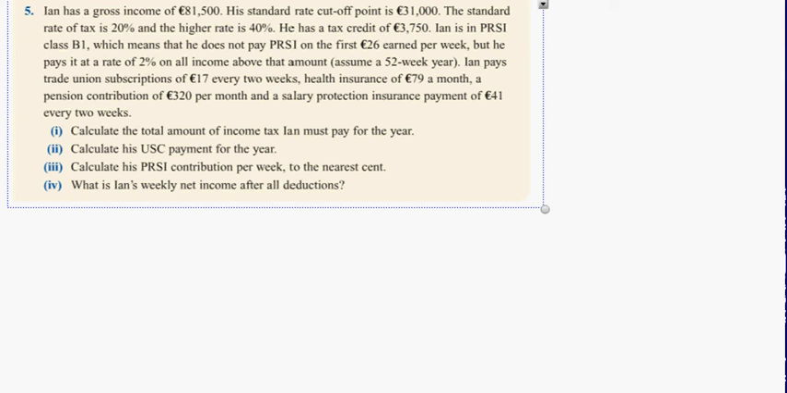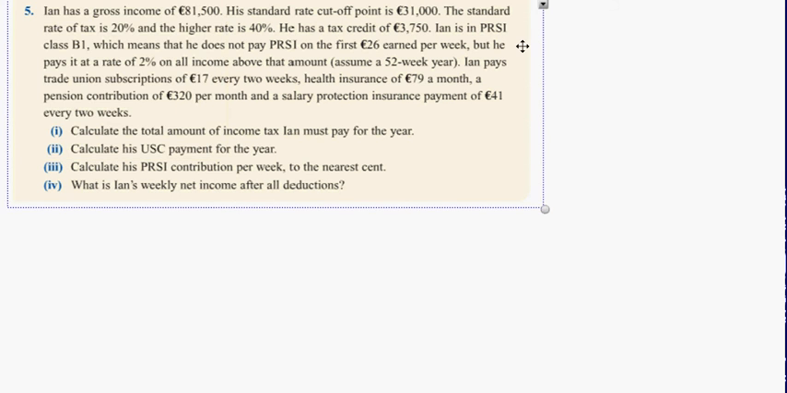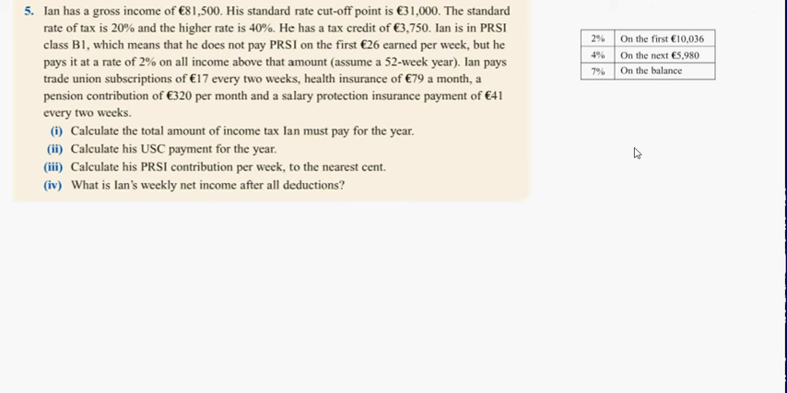So now we're on question 5. Ian has a gross income of 81,500. His standard cut-off rate is 31,000. The standard rate of tax is 20% and the higher rate is 40%. He has a tax credit of 3,750.